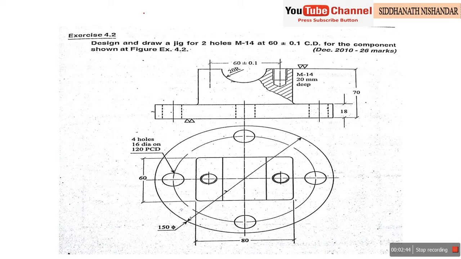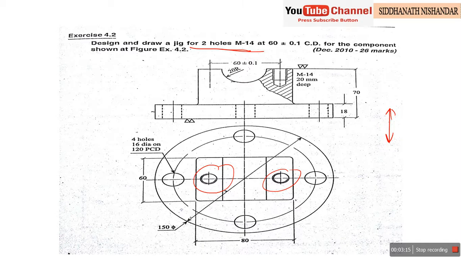Design and draw a jig for 2 holes of M14 at 60 plus minus 0.1 CD. This is our target. We design a jig body for 2 holes. When we see the object, its shape and size, we think of one concept: the loading and unloading of the object is needed here in the vertical direction, so we prefer the box jig.